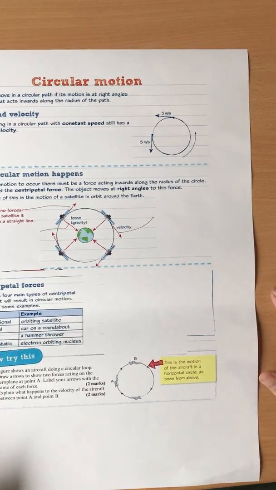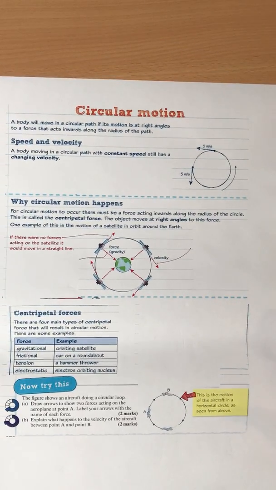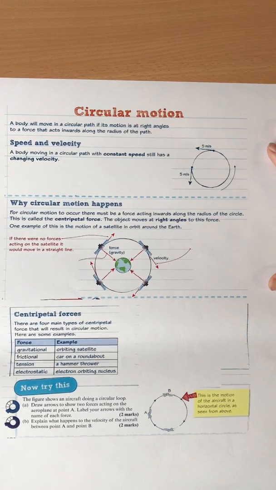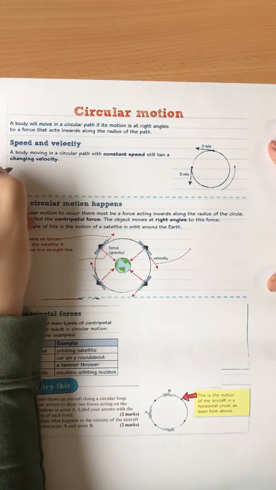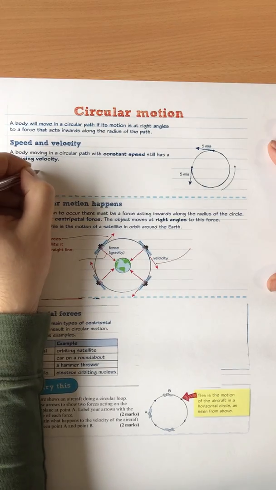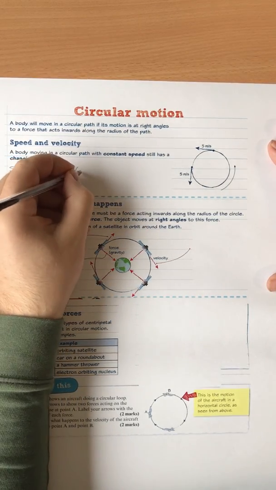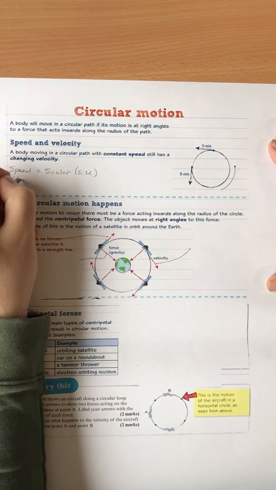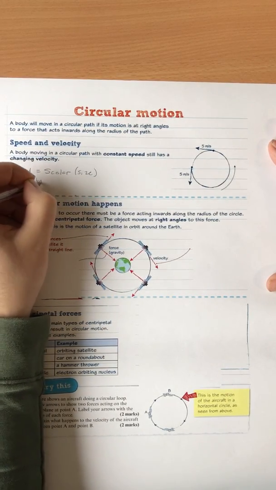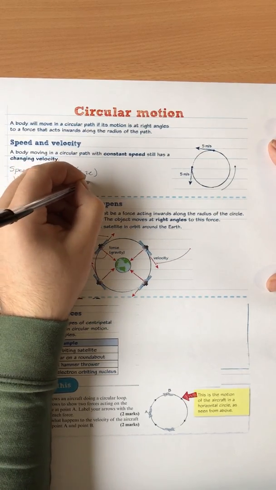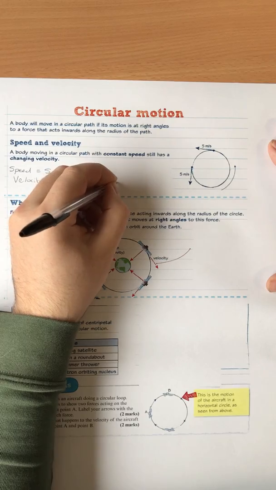Finally, circular motion. Before we can investigate circular motion, we need to remind ourselves of 2 variables, speed and velocity, and the difference between them. Speed, as we know, is a scalar quantity. That means it just has got size. Whereas velocity, as we know, is a vector quantity, as it has size and a direction.